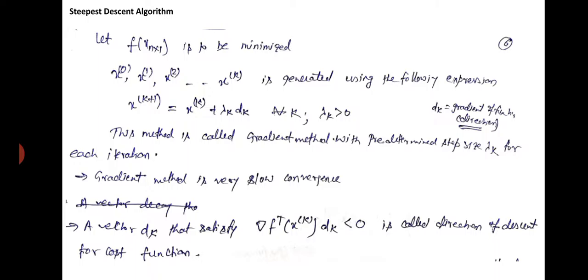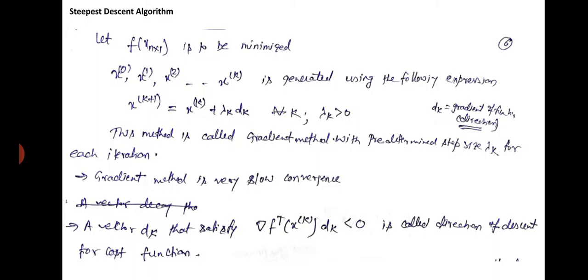Sorry. So 0, 1, 2, 3 here, the superscript representing the iteration number. Okay, so k is the iteration. So x0, x1, x2 up to xk is generated using the following expression, which we have seen previously. We have to perturb xk by adding some perturbation value. The perturbation value is very small.